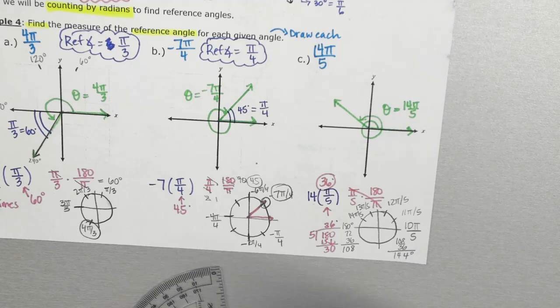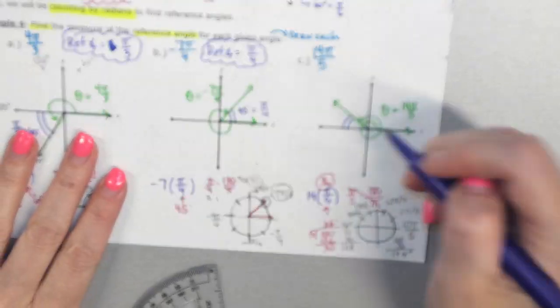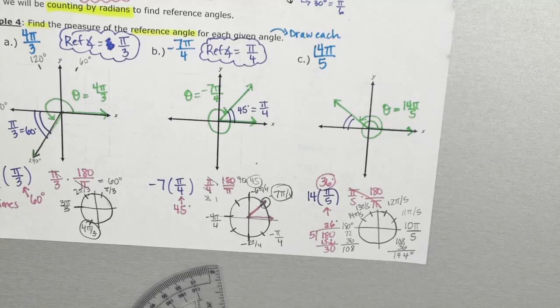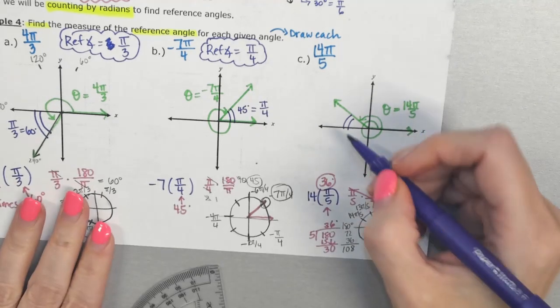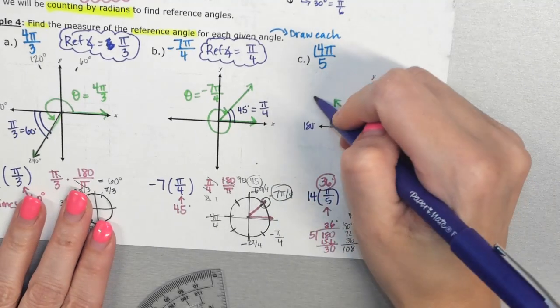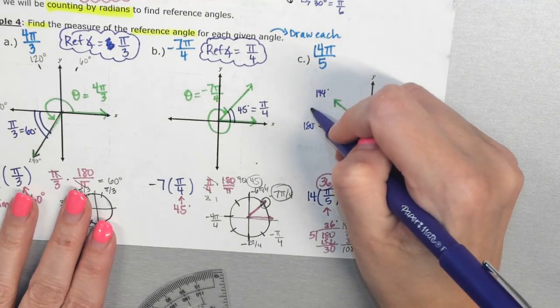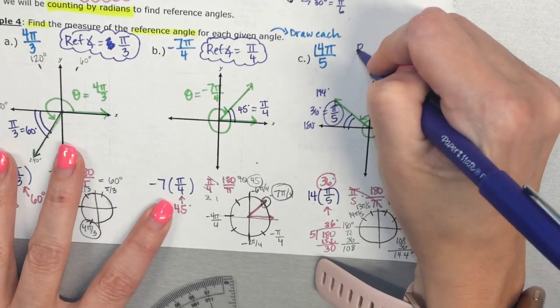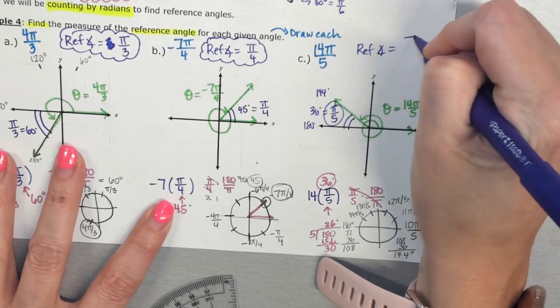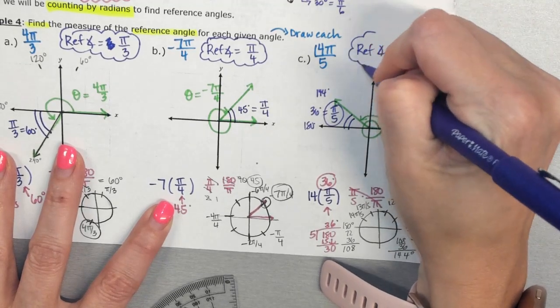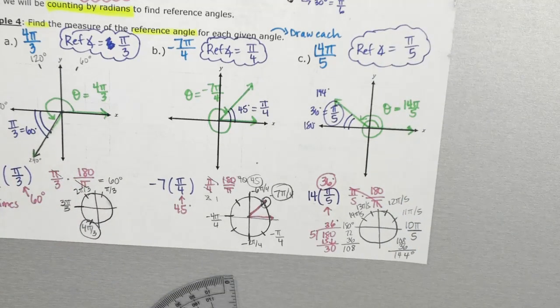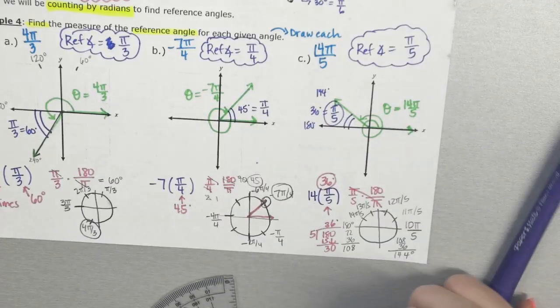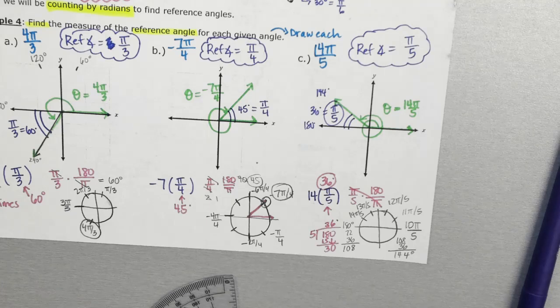Okay, so when you are finding your reference angle, we know from here to here, this is 180, this is 144. So the distance is 36 degrees, and we've already calculated that that's pi over 5. So that is going to be your reference angle. Just make sure you look at that.